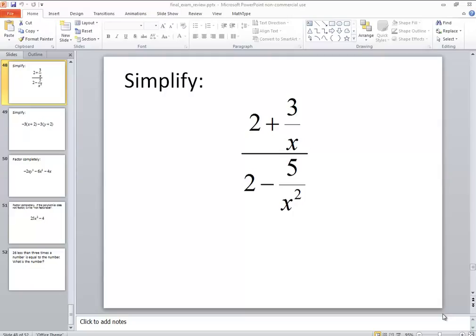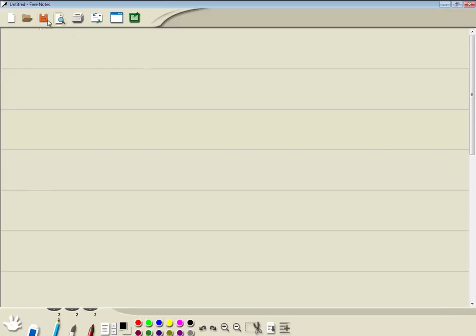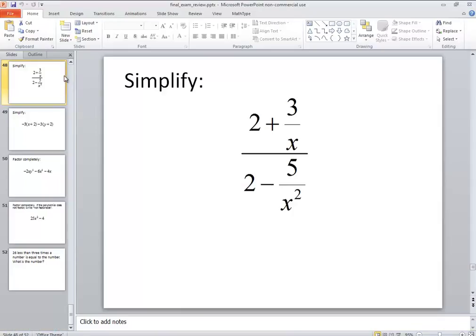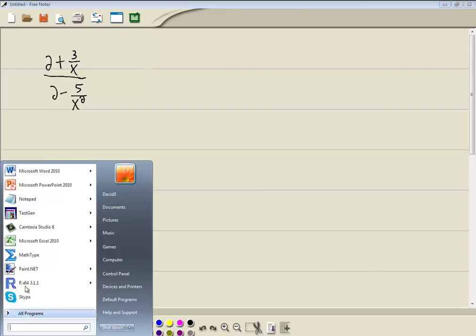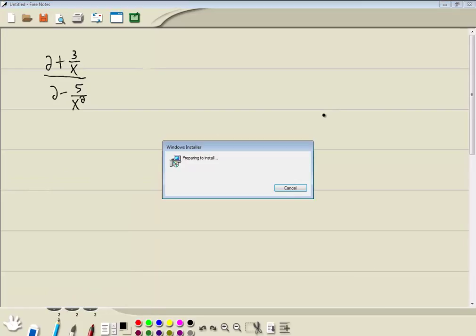Let's take a look at this problem. We've got 2 plus 3 over x, and then we got 2 minus 5 over x squared. Now a complex fraction is a fraction inside of a fraction. A complex rational expression is when you have x's involved, which is what we have here. And I should have had Word up and running, so let me bring it up.